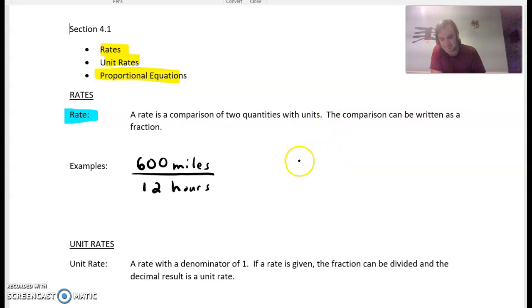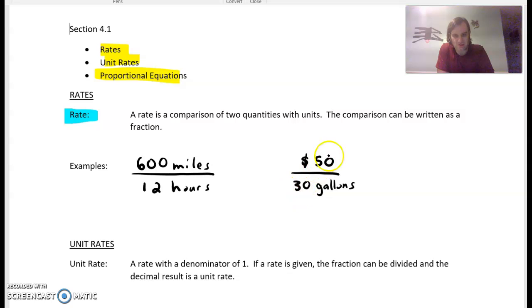Another example might be $50, and the unit there would be dollars, for, let's say, 30 gallons. So maybe we spend $50 on 30 gallons of gas, but both of those are quantities and have units associated with them.